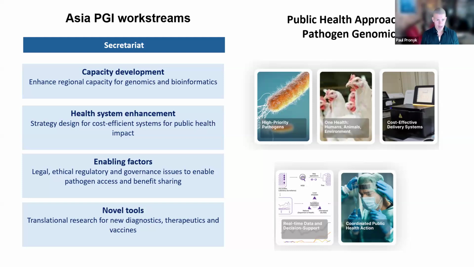Secondly, looking at a One Health approach that looks at humans, the human-animal interface, as well as the environment, which includes wastewater and also airborne surveillance. And thirdly, the development of cost-effective delivery systems, so trying to put the right equipment in the right settings, whether it's centralized or decentralized, urban, rural, and so forth.